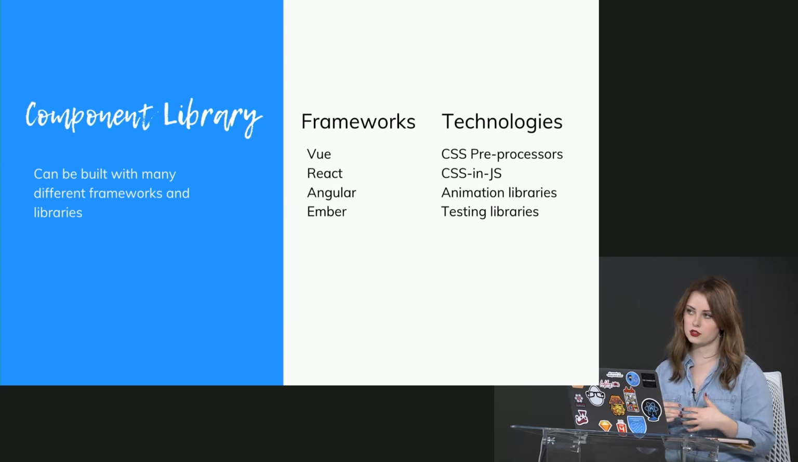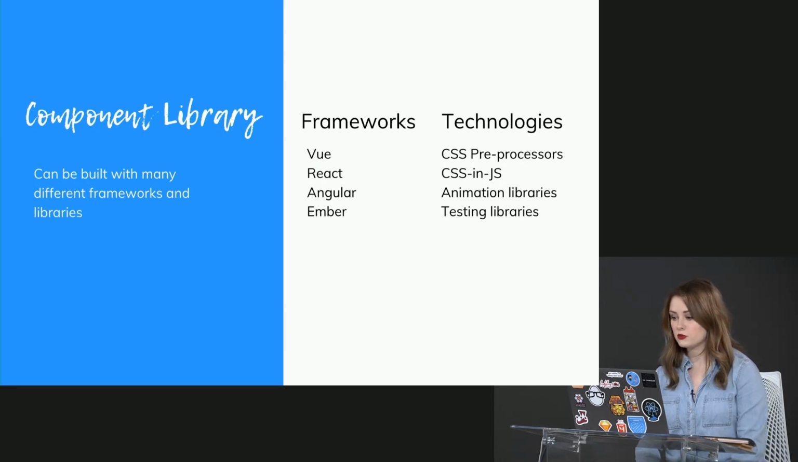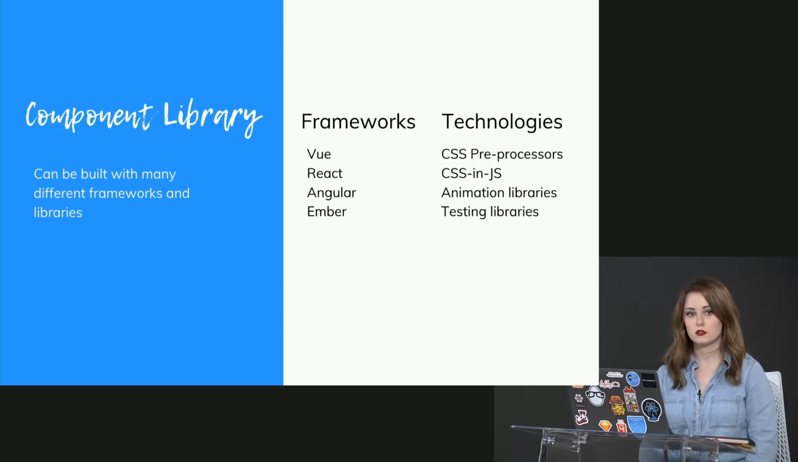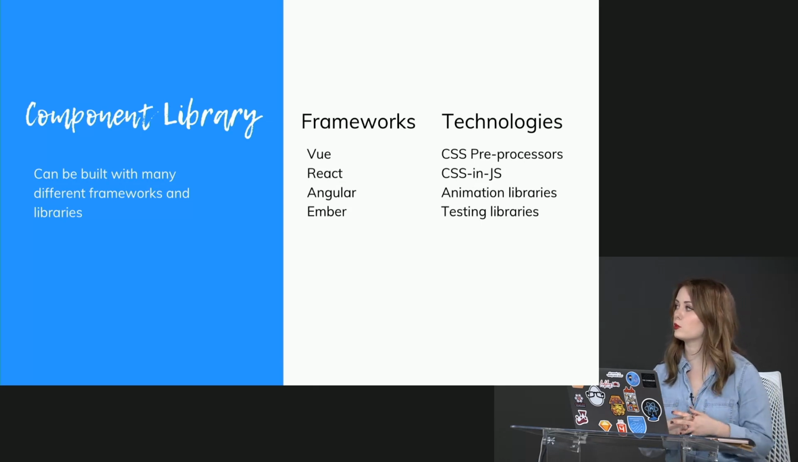Then we take those designed components and we actually build them into a component library. And we can build it with a ton of different frameworks and technologies like Vue, React, Angular. You can use CSS preprocessors, CSS and JS. We'll talk about these things today. But the important thing is, if you're building a design system, you need to meet your developers where they're at. So if they're using Angular, don't build them a design system component library in React. They're not going to use it. So just be aware of what the current tech stack is and try to frame your system around that.